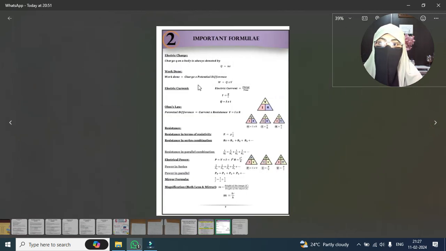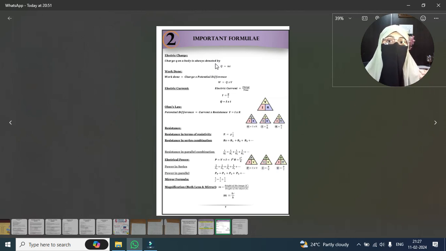Coming on to another important part, the formulae. The important formulae which students need to learn for the numerical part of the paper: first, from the electricity unit, electric charge.